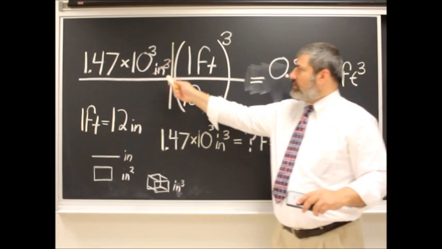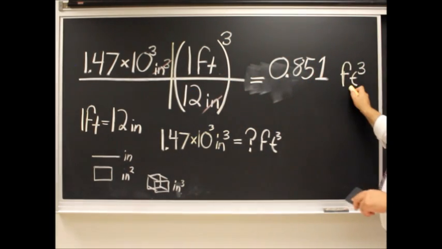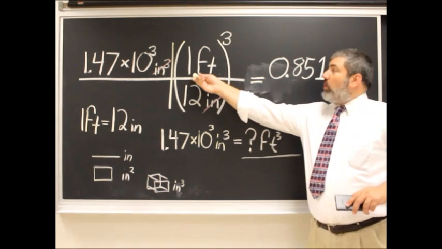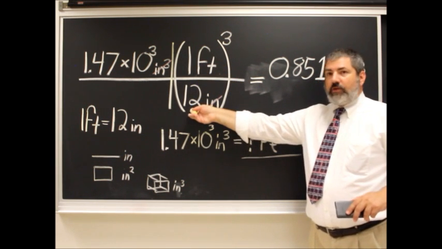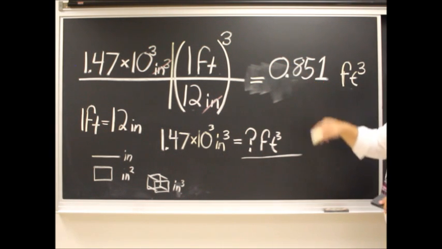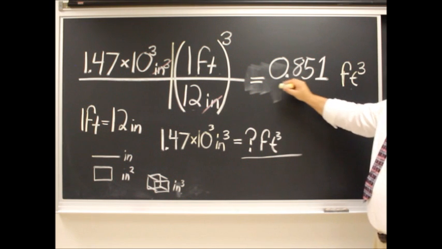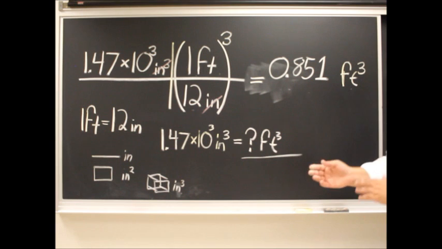And again, cubic inches cancel, cubic feet, and that's what we want, right? That was the whole point of the exercise. By the way, 1 cubed is 1, so we are cubing the number 1. 12 cubed, 1728, according to my calculator. So it was 1.47 times 10 to the third divided by 1728 gives me this. Okay? Again, the setup is, in my opinion, much more important than the numerical answer, because we all push buttons wrong on our calculators from time to time.